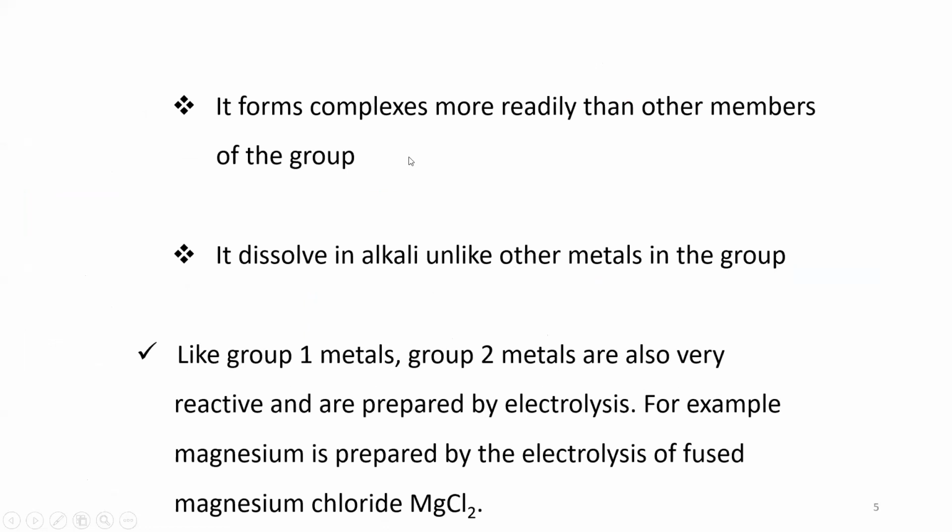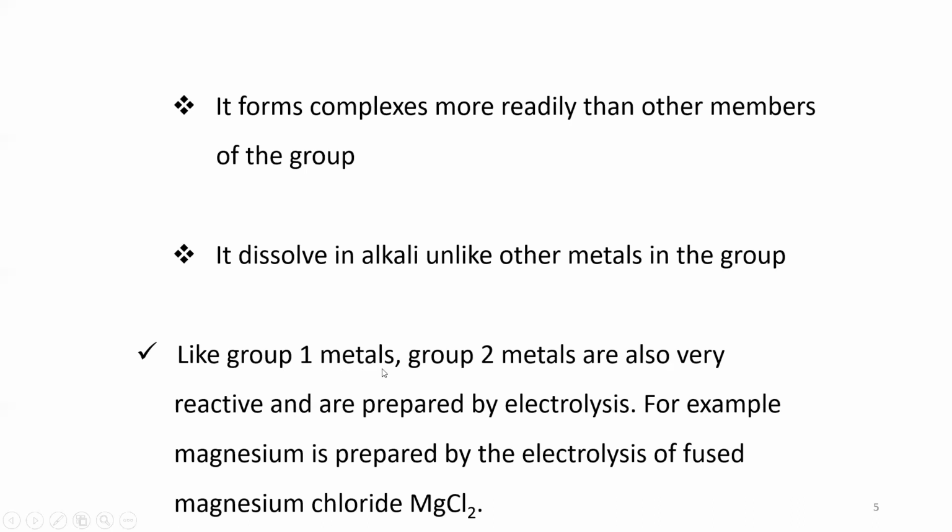And because of its small size and high charge, it forms complexes more readily than other members of the group. Just like lithium among the group 1 elements is the only element that forms a complex, likewise beryllium, because of the small size and high charge, can form a complex. It dissolves in alkali, unlike other metals in the group. The other metals are alkaline, they are basic. Beryllium is amphoteric, so it will dissolve in alkali and base, but it will not dissolve in water. That is the characteristic of amphoteric elements or compounds. So beryllium will dissolve in alkali, and it also dissolves in acid because it's amphoteric.